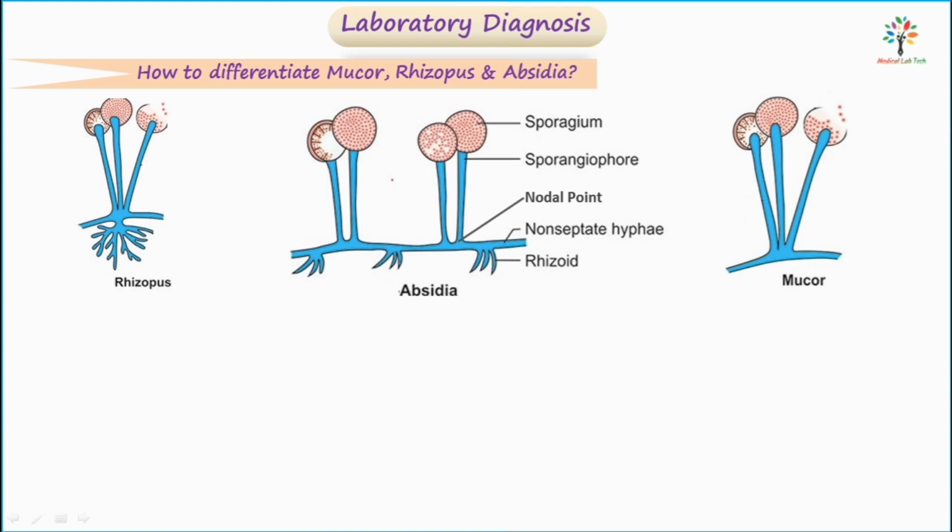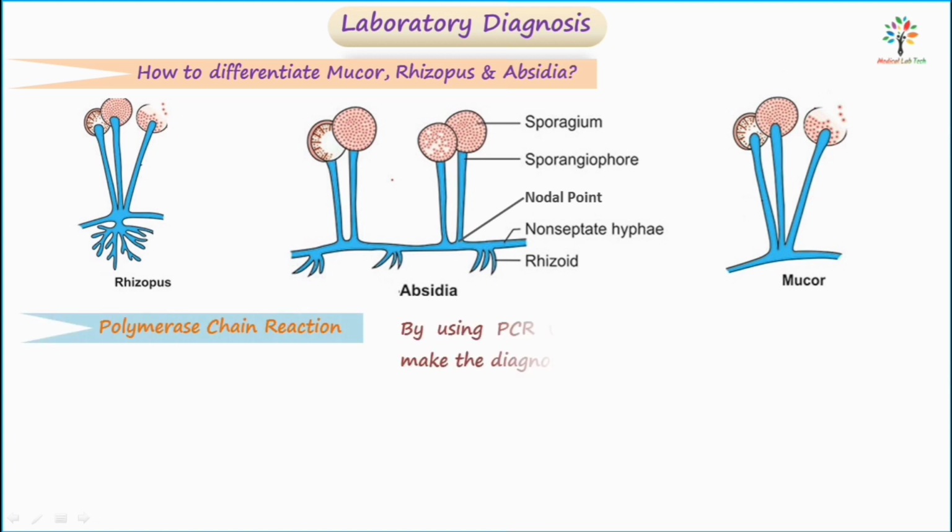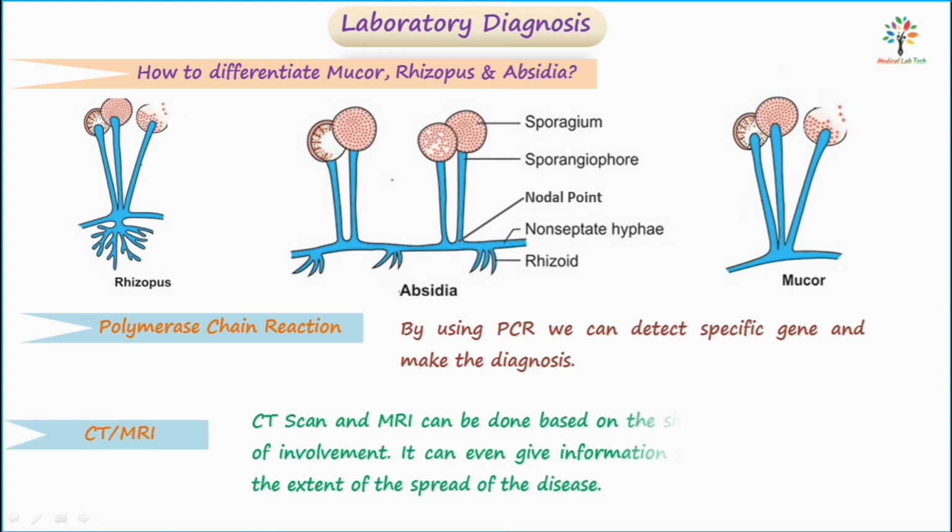The next technique is polymerase chain reaction, in short PCR. By using PCR, we can detect the specific gene of this fungus and make the diagnosis. CT and MRI can also be done based on the site of involvement, and they can give information on the extent of the spread of disease.